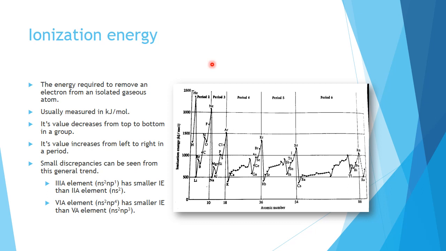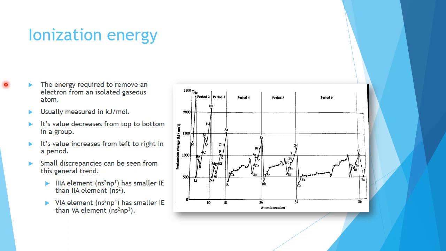Contrary to that, if we talk about the highest ionization energy values, they correspond to the noble gases. They have the highest values because first we need to break their electron pairing, and then we need to give enough energy to remove their valence electrons. Therefore, the ionization energy values of the noble gases are the highest among all elements in the periodic table.